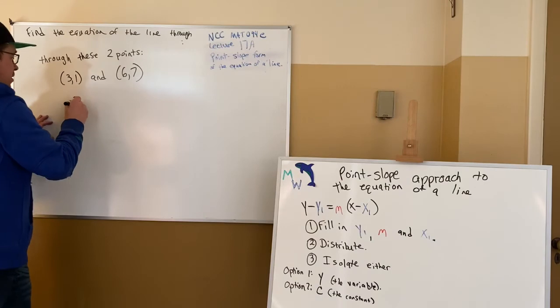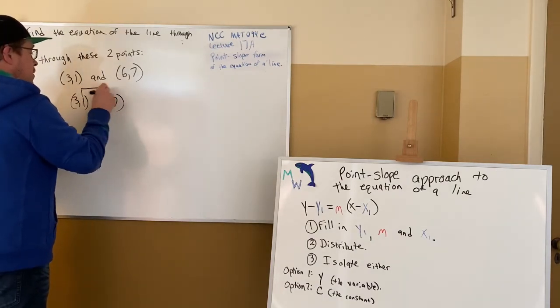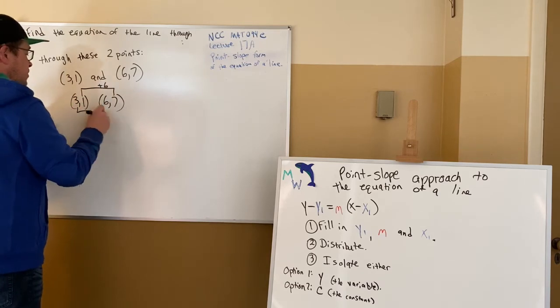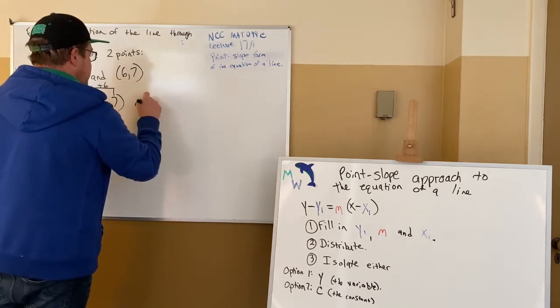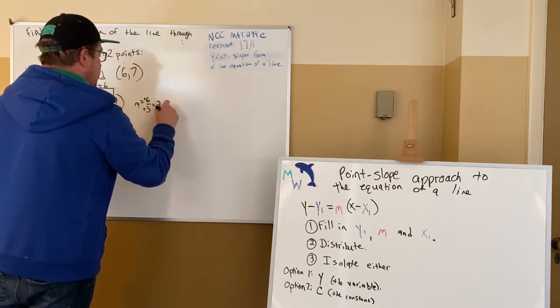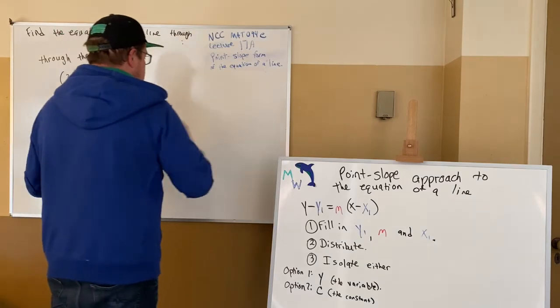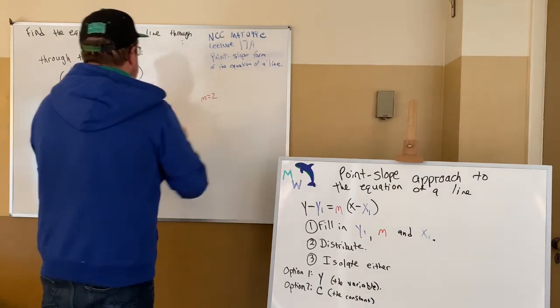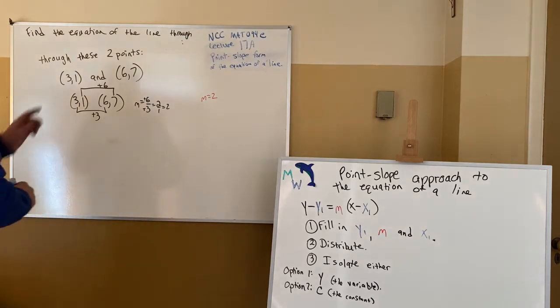So we have 3, 1, and we have 6, 7. 1 plus 6 gets me 7, 3 plus 3 gets me 6. M equals 6 over 3, both positive. M is 2 over 1 for 2. So I have my slope as 2. Last time I went with the 3, 1. This time it's the same points, so it should get the exact same outcome. I'm going to go with 6, 7.